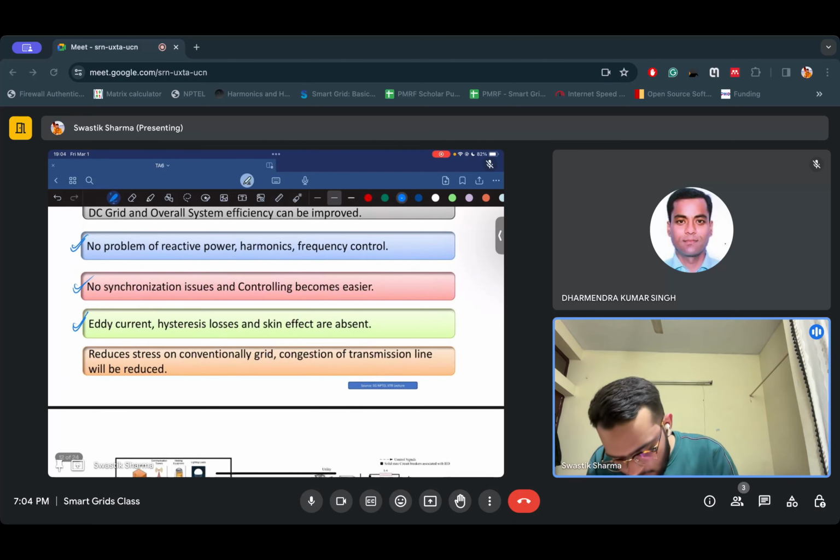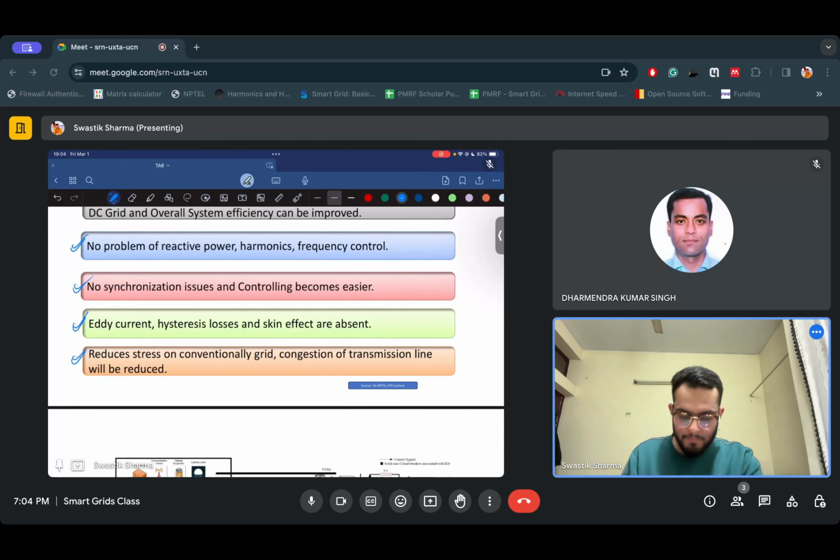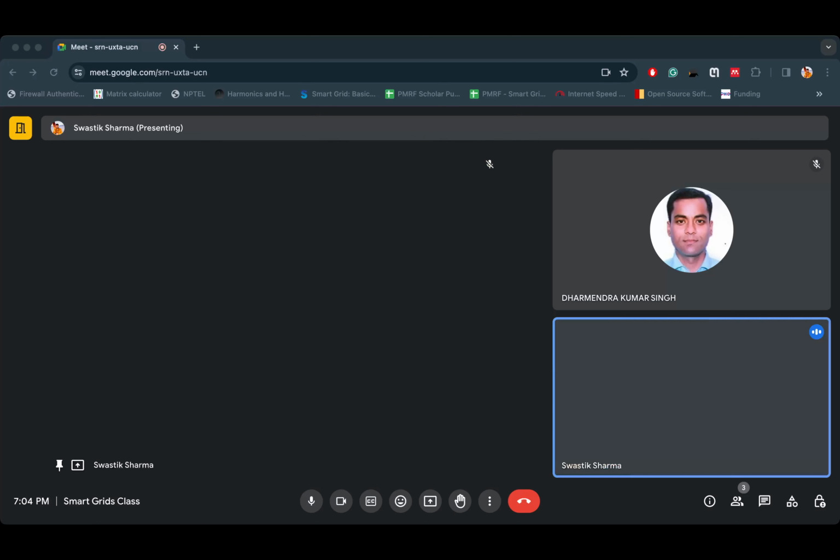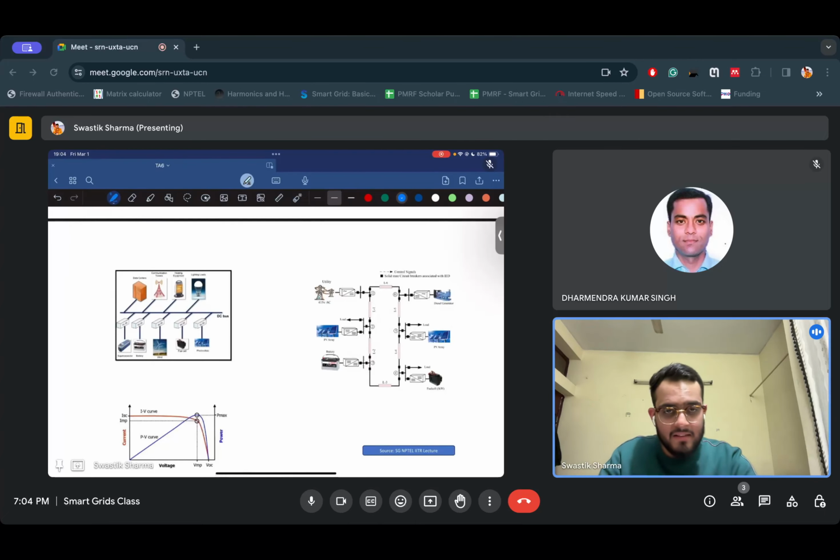Third, due to better management, the congestion of transmission lines could be reduced and your conventional grid could be alleviated from a certain amount of stress, right? So these are some of the importance of DC. And this is indeed true, right?